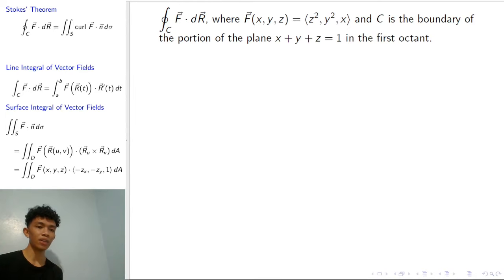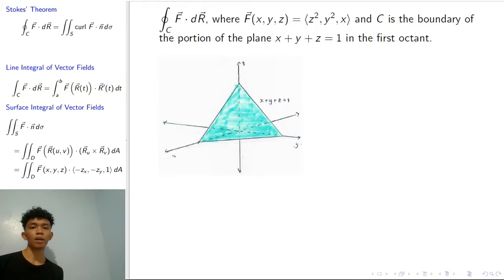Evaluate the integral of f over c, where f is the vector field with components z squared, y squared, and x, and c is the boundary of the portion of the plane x plus y plus z equal to 1 in the first octant. To see the benefit of Stokes' theorem, we take a look at the sketch of your plane here. Notice that what we have here for C is essentially this triangle connecting the points 1, 0, 0, 0, 1, 0, and 0, 0, 1.